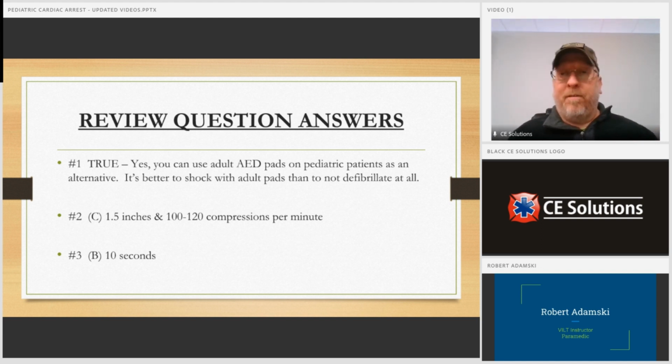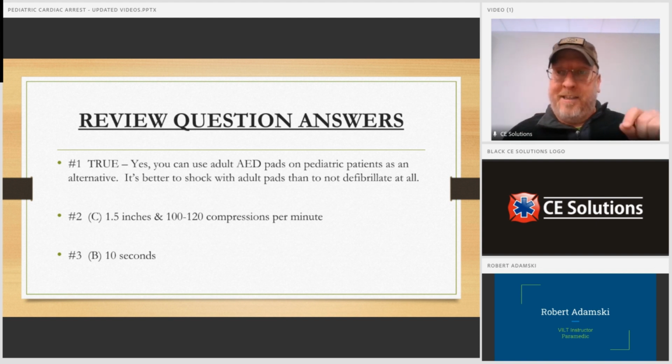And then our third and final review question answer is B, Bravo, 10 seconds. You do not want to interrupt your CPR or your chest compressions for more than 10 seconds. And you also want to minimize the number of times you stop CPR. And remember, our third and final point to remember with chest compressions is not only do you want to not interrupt your chest compressions for more than 10 seconds and minimize the number of times you interrupt, you also want to be doing chest compressions about 80% of the time you're on scene.